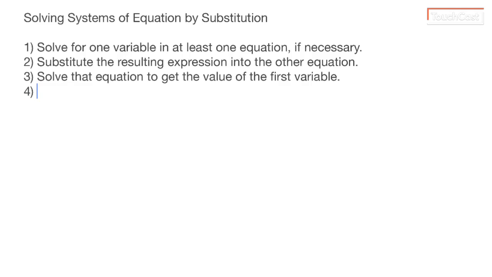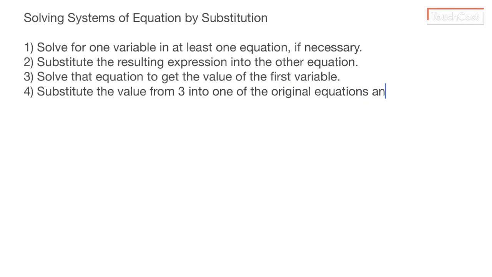Next, what we're going to do is substitute the value we got from step 3 into one of the original equations, and we're going to solve for the remaining variable. The final step is to write the values from steps 3 and 4 as an ordered pair.